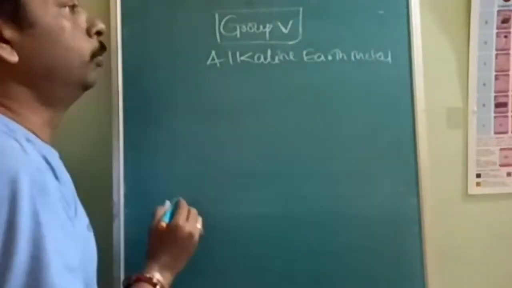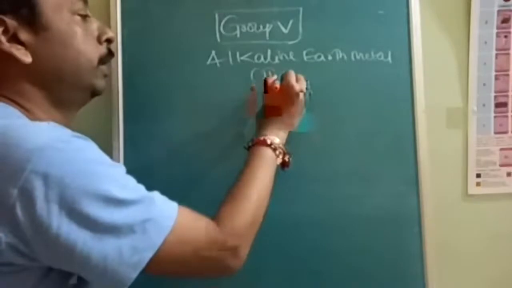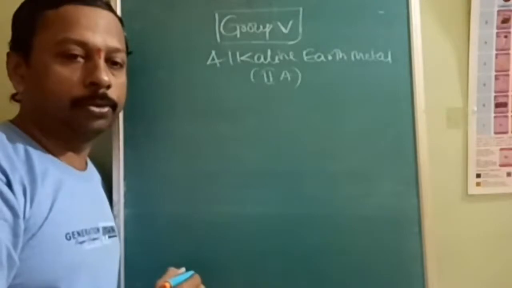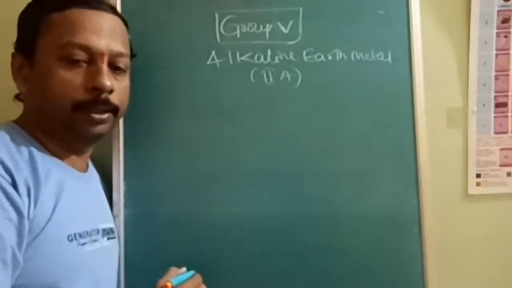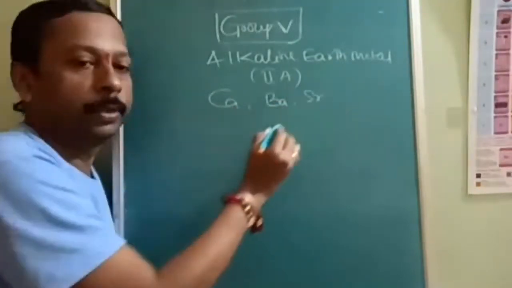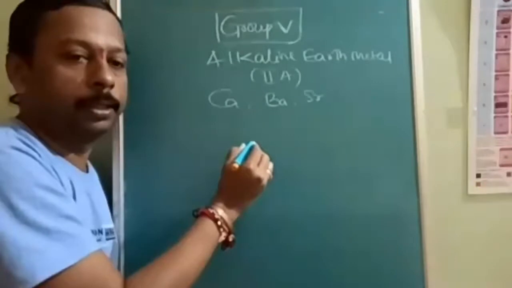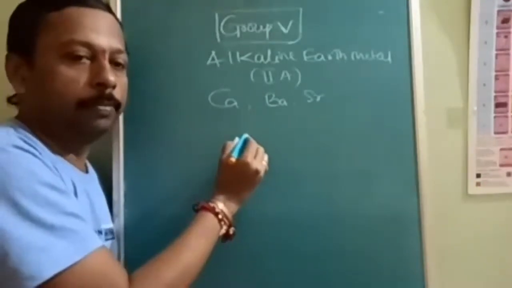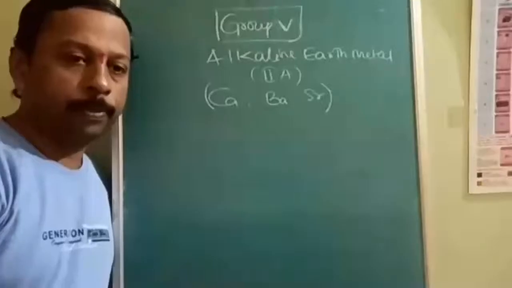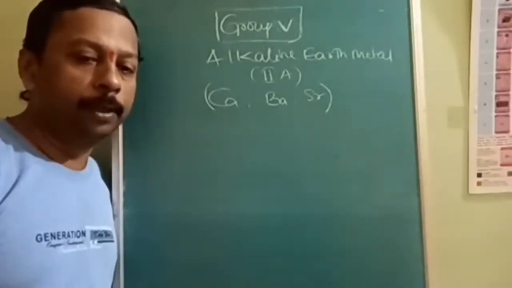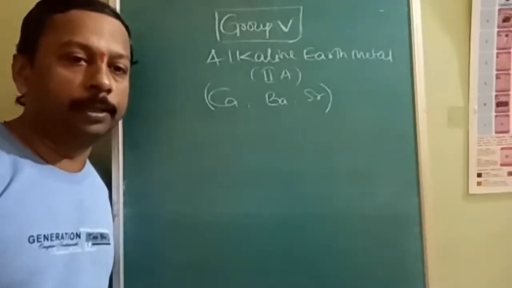I can say it as a second, but I should say it as a 2A. What are the elements? Calcium, barium, and strontium. These are the metals which belong to the second A group. These are the second A group elements: calcium, barium, and strontium. But in this chapter, we will call them group 5.